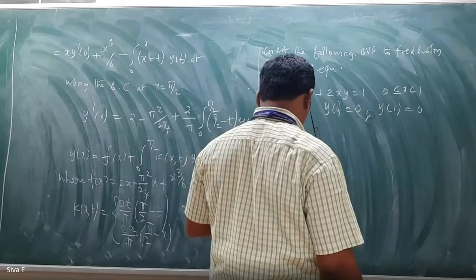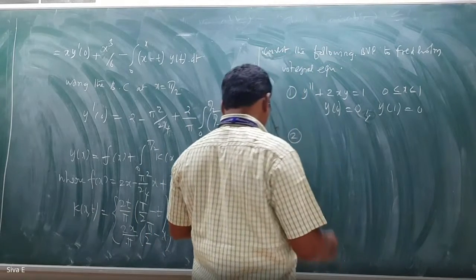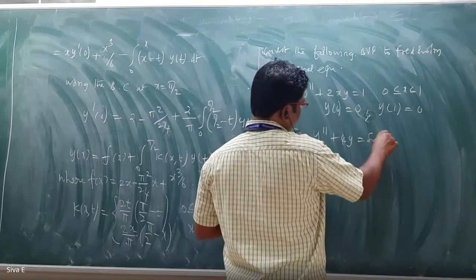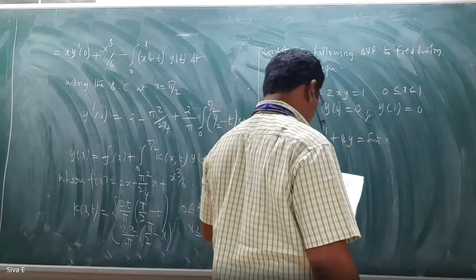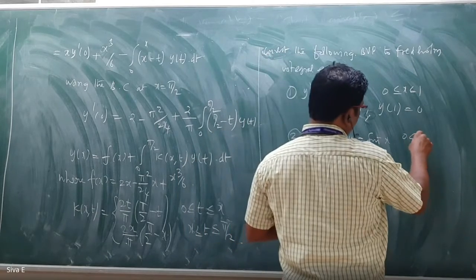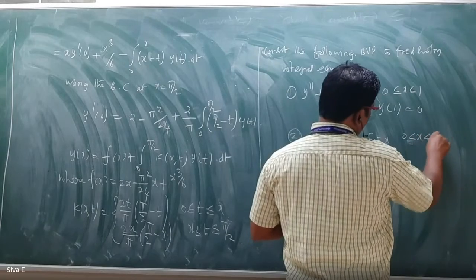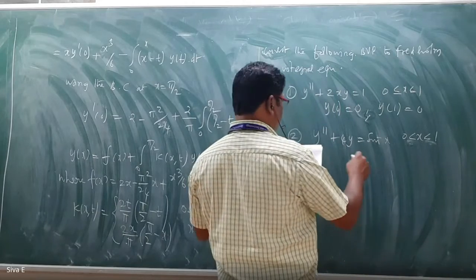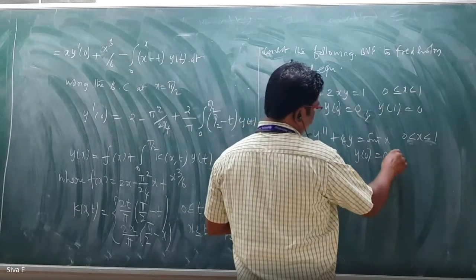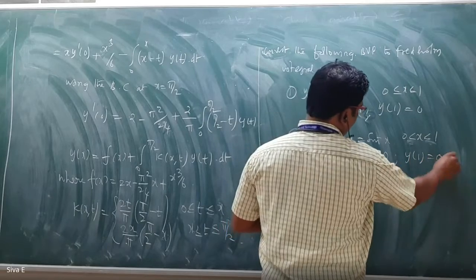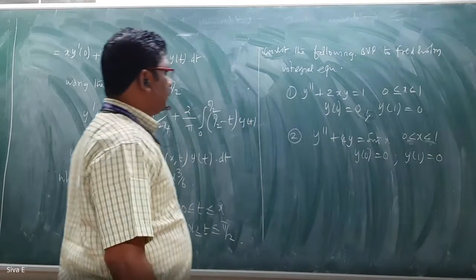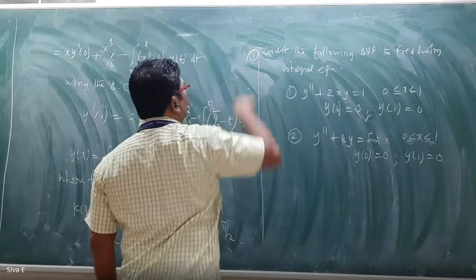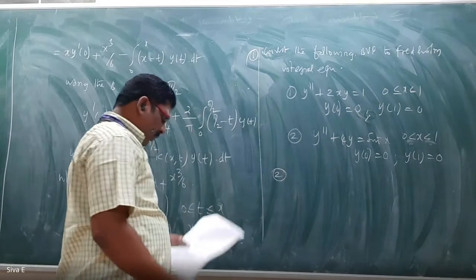Second problem: y double dash plus 4y equal to sin x, where 0 less than x less than 1, y of 0 equal to 0, y of 1 also equal to 0. This is the first problem, second problem.